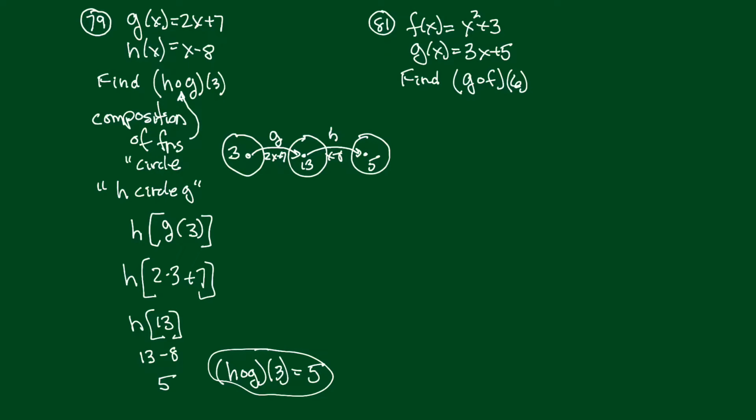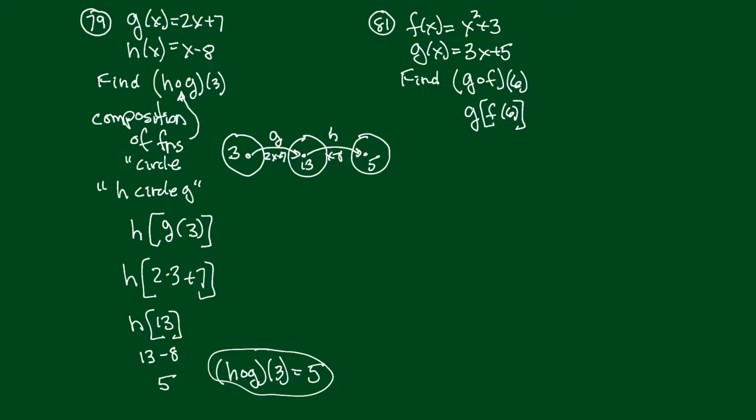Number 81, we're given f is a quadratic and g is a linear, and I want to compose these two functions together, one function composed of another function. So g of f of 6. Here's what this means: if you just read it and write what you read, you've got it. G of f of 6.